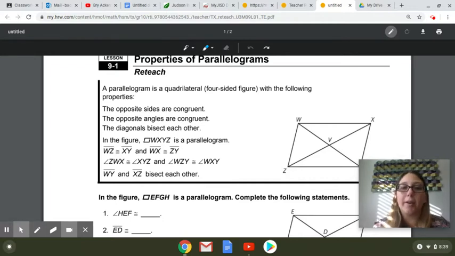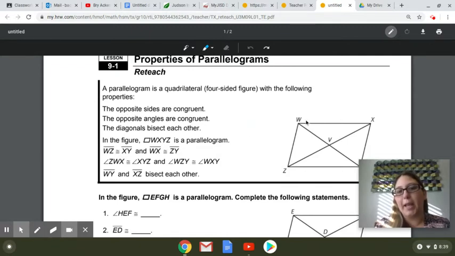So parallelograms, they are a quadrilateral. They have four sides, but they're a little more distinct, right? And so what we need to talk about is the properties of a parallelogram. So a parallelogram is a four-sided figure, so it is a quadrilateral. However, the opposite sides are congruent.